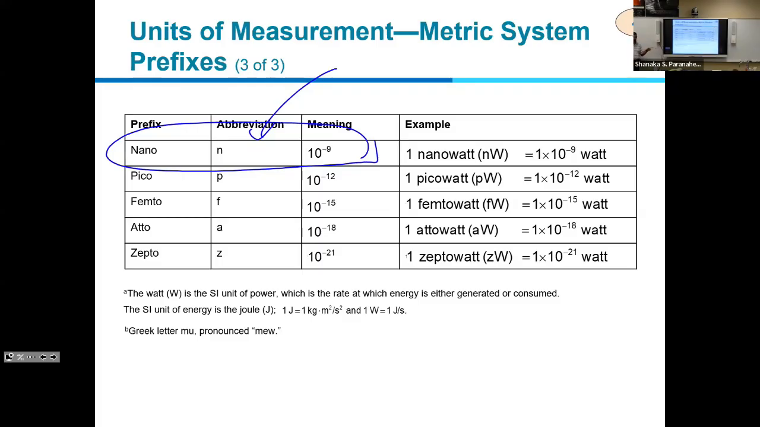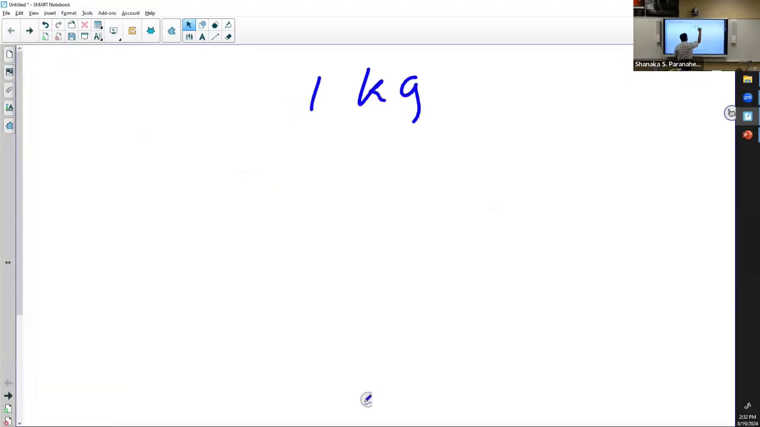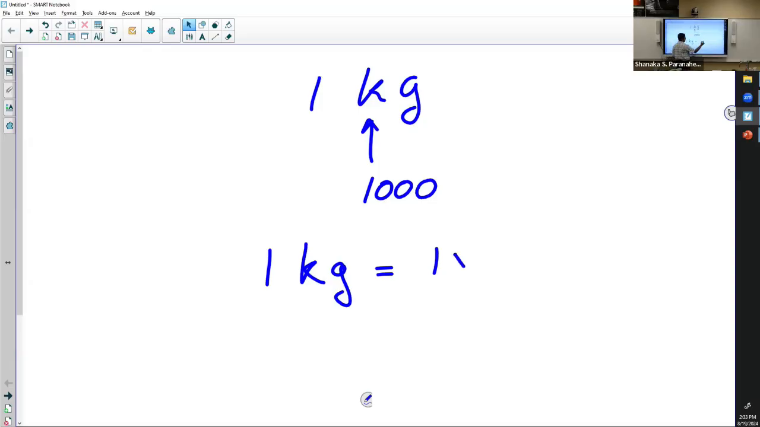The advantage of these prefixes is you can find a relationship between the base unit and the unit with the prefix. So how many grams are in a kilogram? Does anyone know the answer? 1000. Okay, let me show you how to get that. I'm going to start from 1 kilogram. The value of kilo is 1000. So 1 kilogram is equal to 1000 times the base unit, grams. So 1 kilogram is equal to 1000 grams.